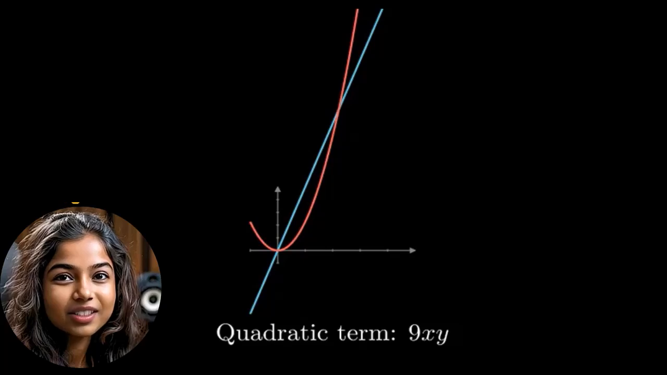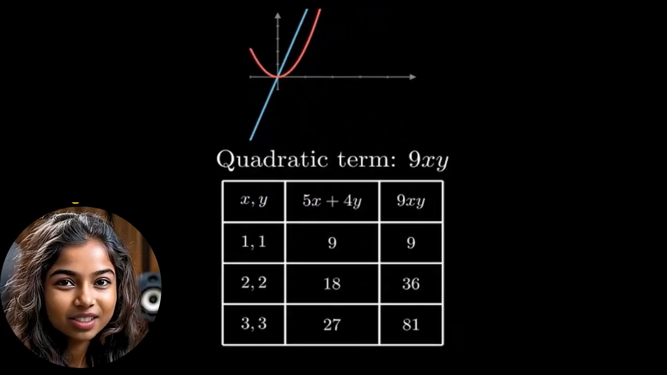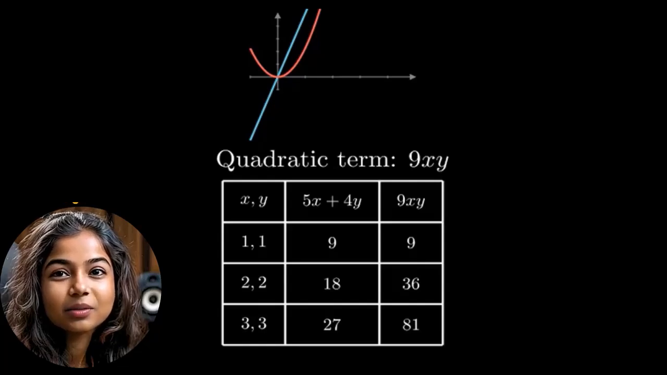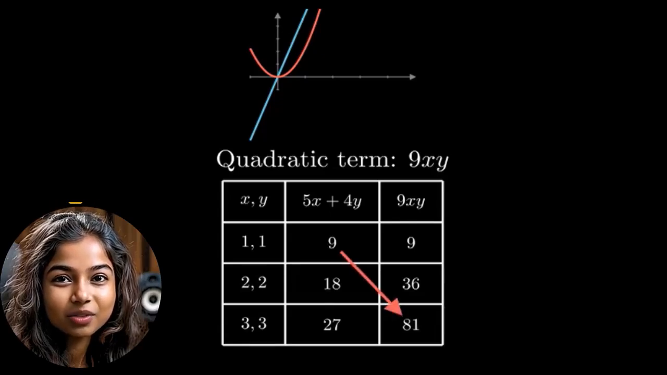Let's look at how these terms grow. When x and y are 1, both sides equal 9. When x and y are 2, the left side is 18, but the right side is 36. When x and y are 3, the left side is 27, but the right side is 81. The right side grows much faster than the left side. This is why the equation cannot be correct.